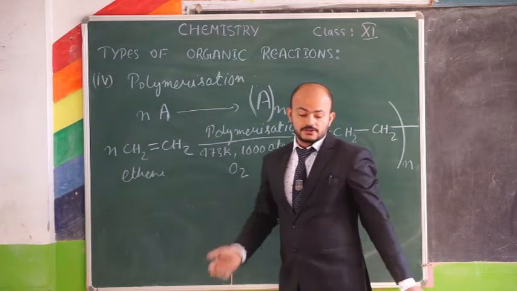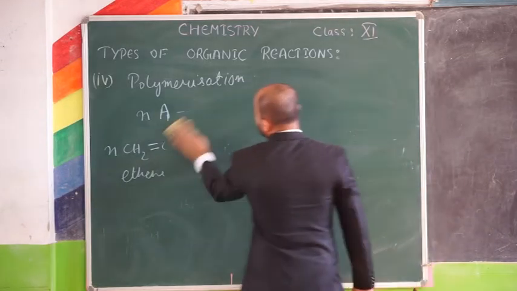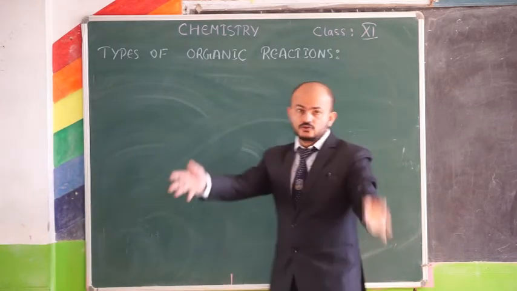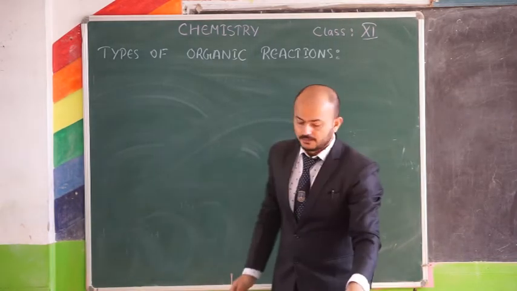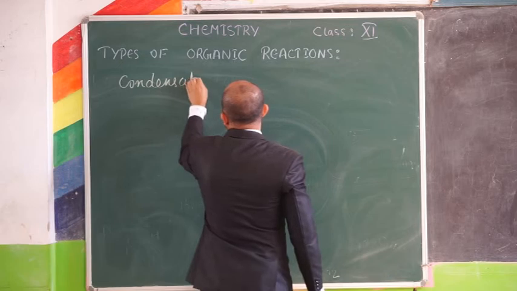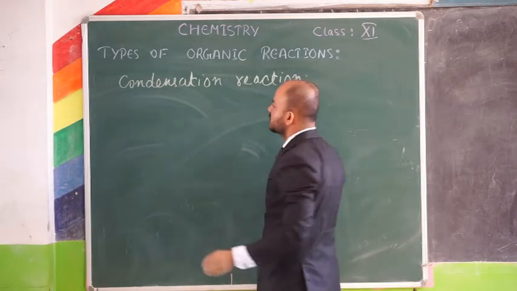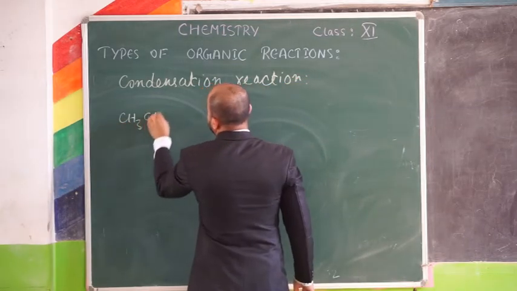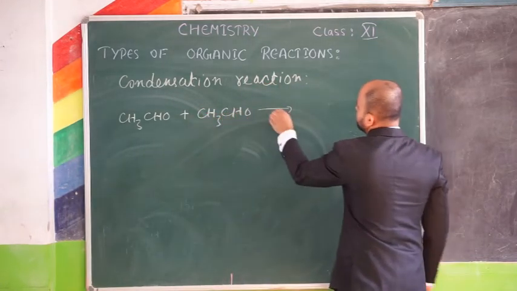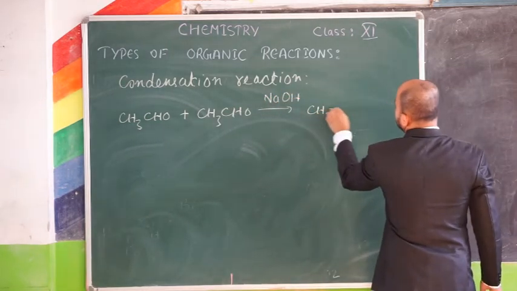Polymerization reaction. So now let's discuss condensation reaction. Condensation reactions are those reactions in which two different molecules come together to form one single compound. So in condensation reaction, for example, you have CH3CH2, another molecule of CH3CH2. It can be the same molecule or a different molecule. In the presence of say some base, NaOH, what will happen? They will condense together to form CH3CHOH.